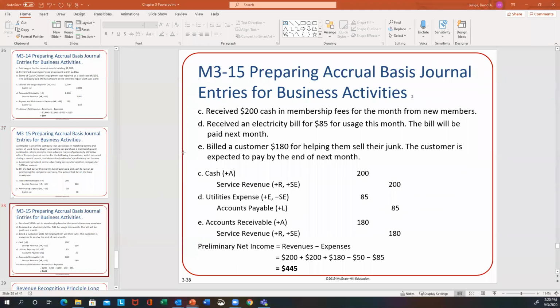All right, next one, you've got received cash in membership fees for the month from new members. So you'd be debiting cash, crediting your service revenue. Letter D, received the electric bill. The bill will be paid next month. So that's going to be an accounts payable item because you haven't paid it yet, but you still have incurred it. So you have to debit utilities expense, credit accounts payable. Last one, where you billed somebody. Anytime you've billed them but haven't collected, meaning you've earned the revenue, that's all going to go into accounts receivable, and you credit service revenue.